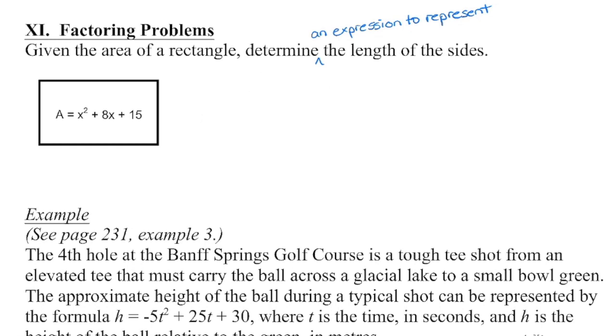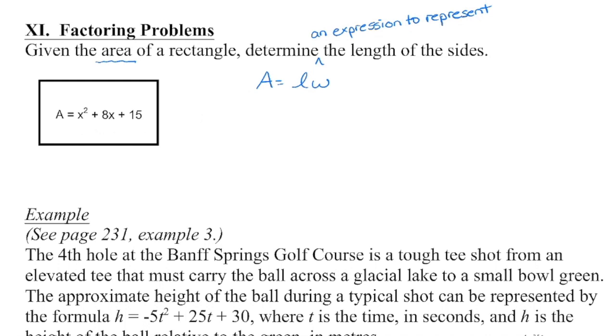In the first example, we are given the area of a rectangle, and we know the area of a rectangle can be determined by multiplying the length and the width. So if we're looking for the length of the sides, then we're looking for what could we multiply together in order to get back to this polynomial expression. So we want to factor it.